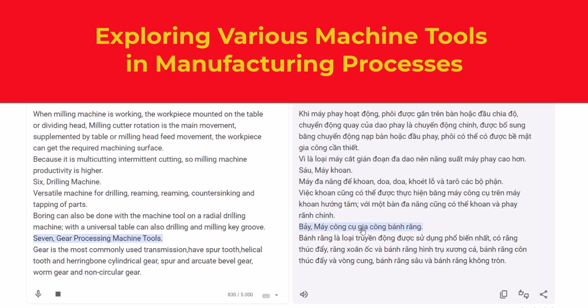Seventh, gear processing machine tools. Gear is the most commonly used transmission, with spur tooth, helical tooth and herringbone cylindrical gear, spur and arcuate bevel gear, worm gear and non-circular gear.